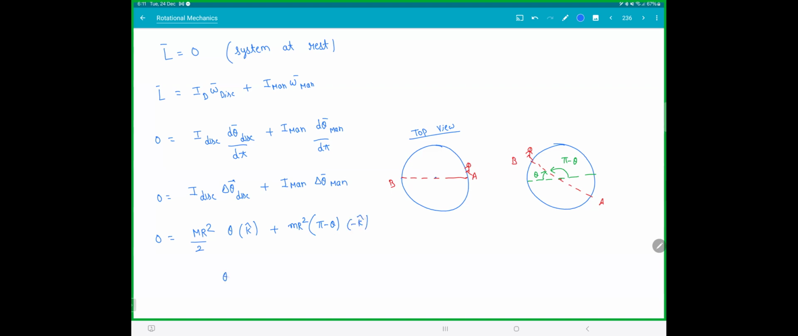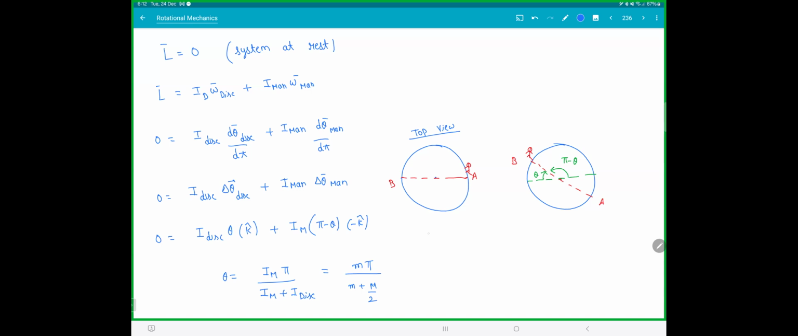So if you just arrange this, you will get theta equal to, if I leave it in terms of I disk and I man only, you will get a general result also. This would be I man into pi by I man plus I disk. That would be m pi by m by 2 plus m by 2. Mr square by 2, no, disk will cancel.